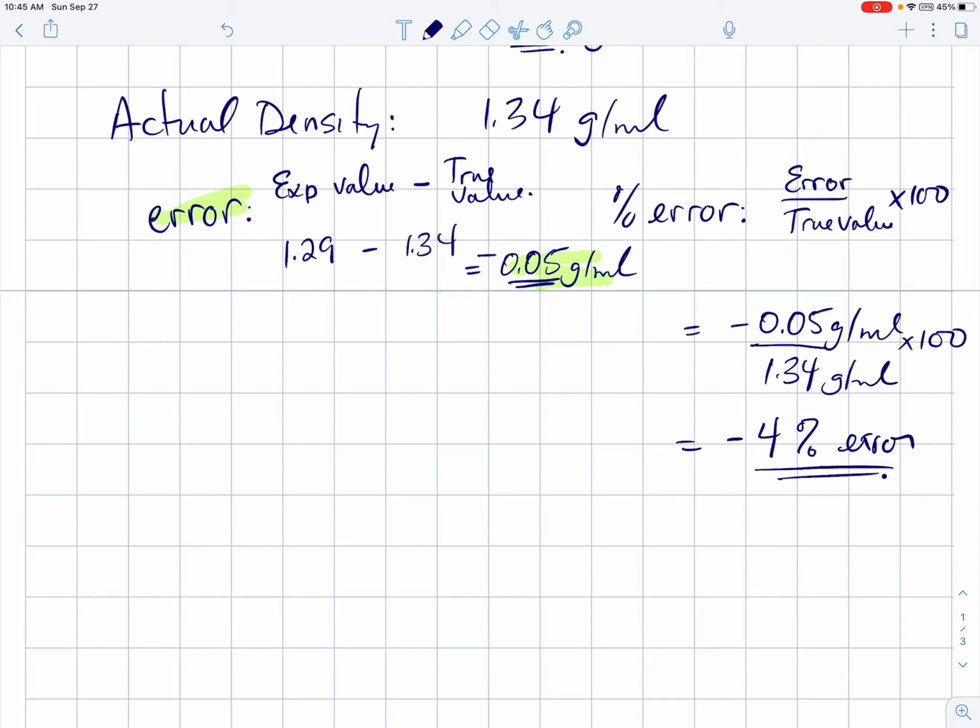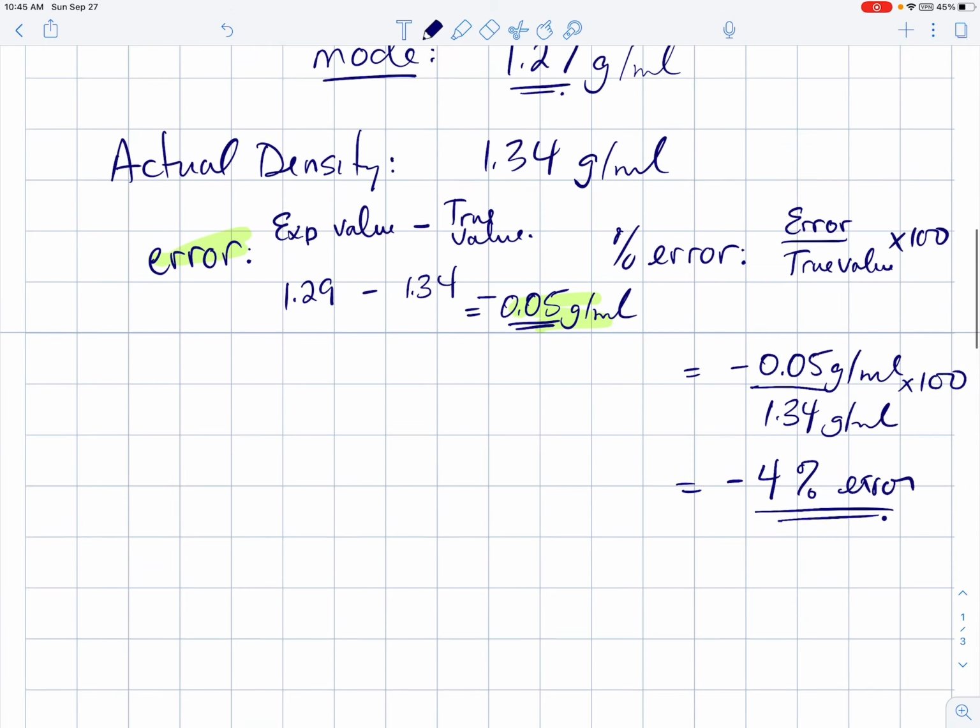Okay, so watch your significant digits rules. Dividing like that, we look at the lowest number of significant digits. 0.05 has one significant digit. 1.34 has 3 significant digits. So I keep only one significant digit in the answer. That's the rule for multiplying or dividing with measurements.